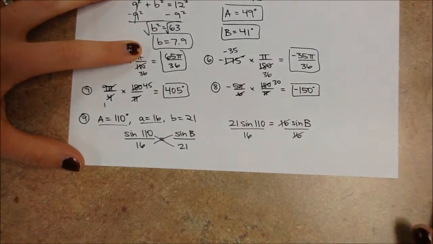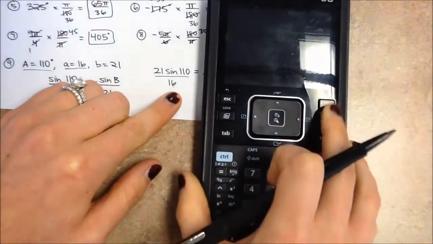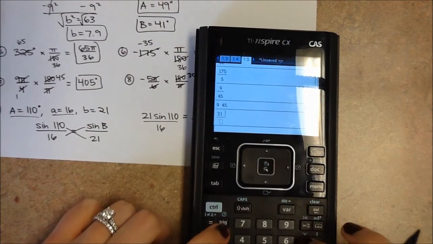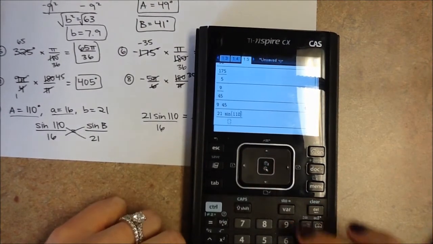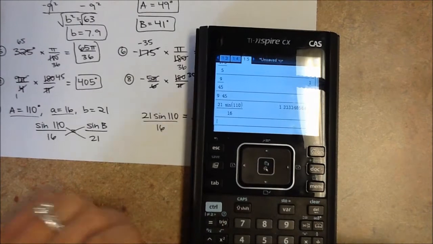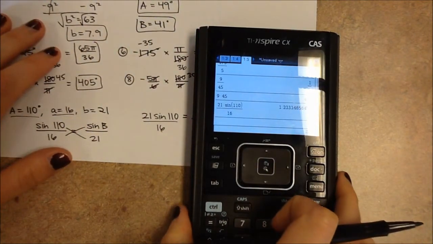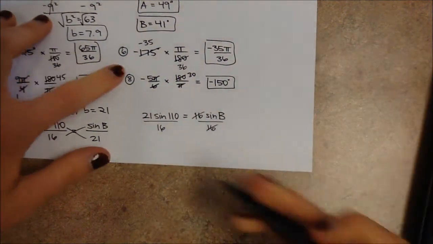So these will cancel. Now I'm going to plug this into my calculator. Open a little fraction. I have 21 times the sine of 110, and then divided by 16. So I get this. And remember, you want to write down a bunch of decimals. So like 1.23335.